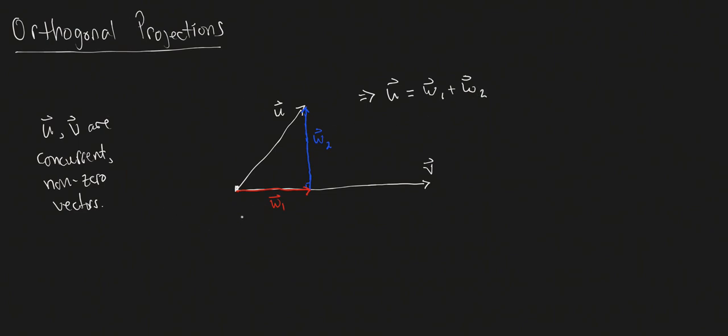The question is, though, could I find w1 and w2 if I am only given u and v? So if I have the vector that I want to decompose, and I have the direction in which I want the one vector to be parallel and the other one to be orthogonal, just knowing u and v, how can I find w1 and w2? Well, let's see. So we have a right triangle there, so that's helpful.